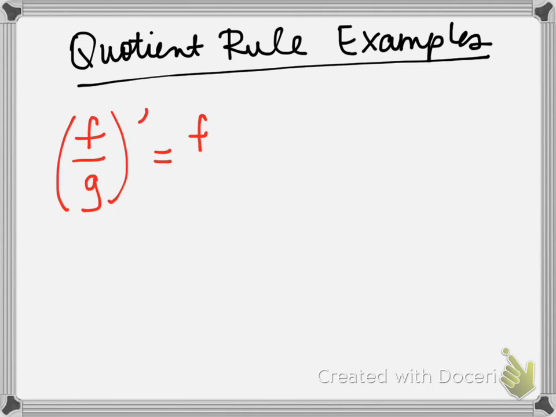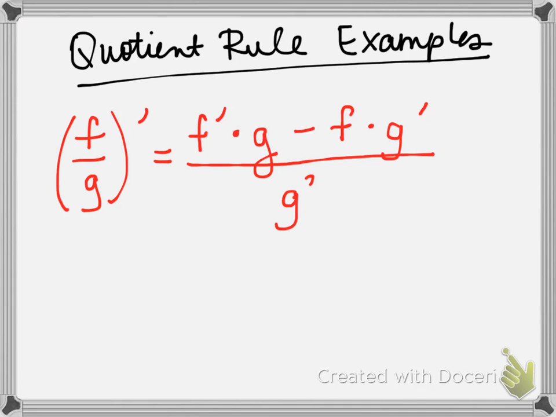It is going to be the derivative of f times the function g. So g I'm leaving alone here. So f prime times g minus f times g prime. So the function f times the derivative of the function g, all divided by the square of function g. So let's do a couple examples.